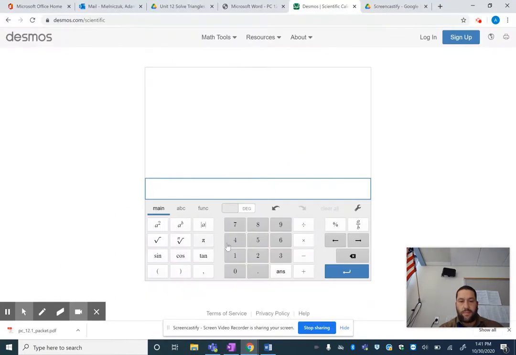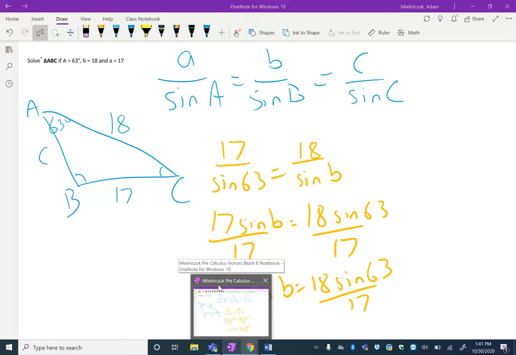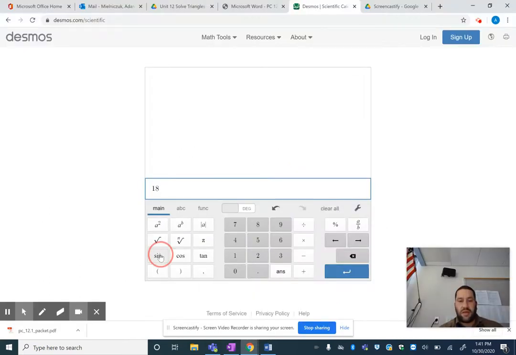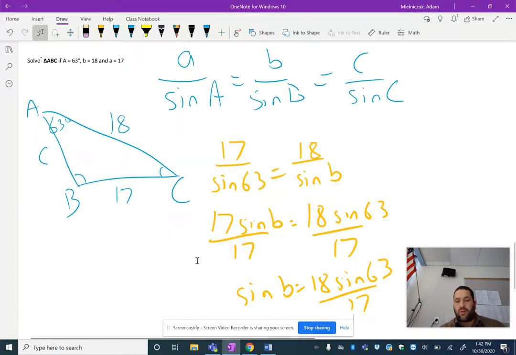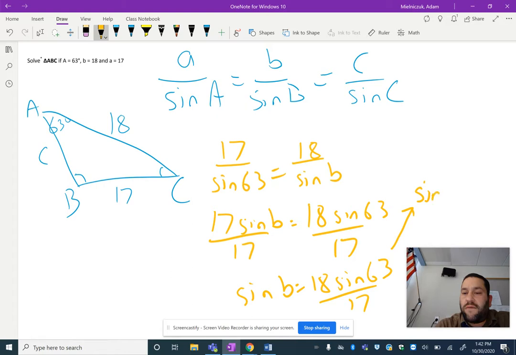Okay, so 18 sine 63 over 17. 18 sine 63 divided by 17. So we know that's about 0.943. So we can say that the sine of B is equal to 0.943. Now remember, we don't want the sine of B, we want B.